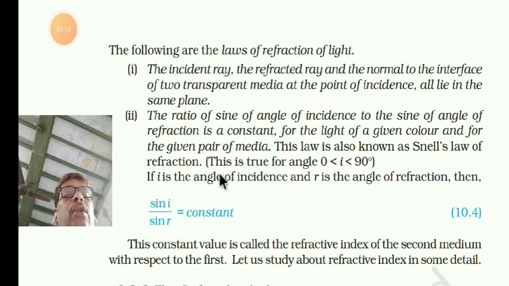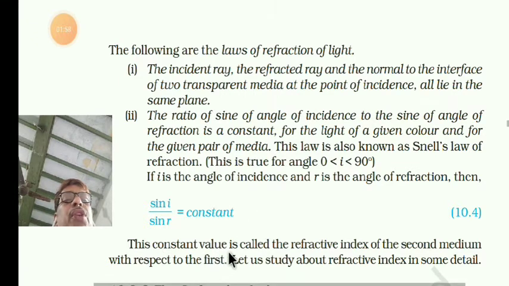If i is the angle of incidence and r is the angle of refraction, then sin i upon sin r is equal to constant. Dear students, here you need not find the ratio of sin i and sin r. You get the sin value from sin theta, cos theta, tan theta that you studied in trigonometry in the 10th standard. Here you only have to remember this formula. All the calculation you will do in the 12th standard. Only remember sin i upon sin r is equal to constant.